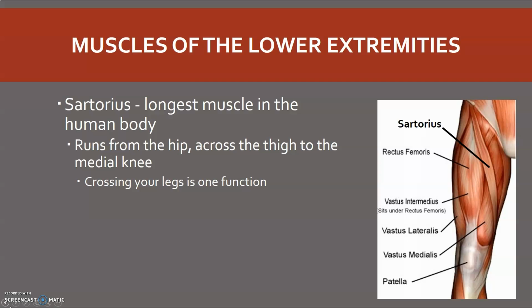Also located on the anterior or front side of your leg, you have a muscle called the sartorius. And interestingly, this is the longest muscle in the body. It runs from the hip across the thigh and to the medial side, or kind of that middle part of your knee. And one of the big functions for the sartorius is that it helps to cross your legs.